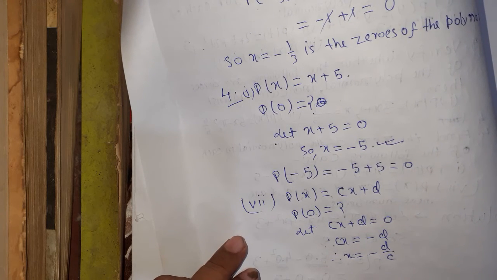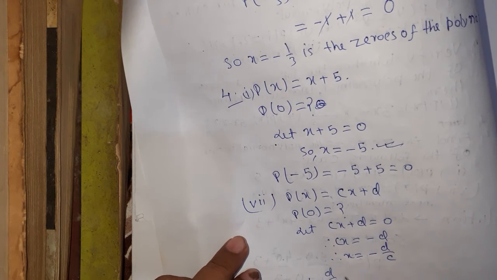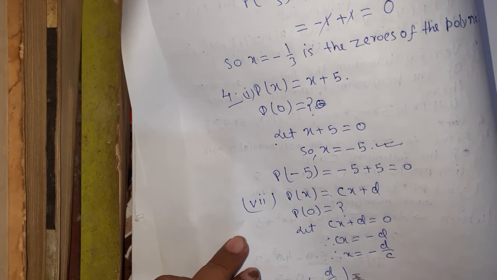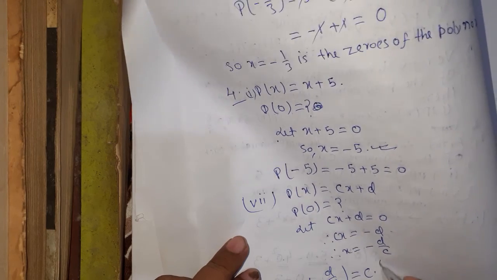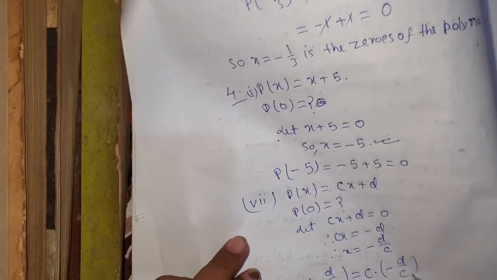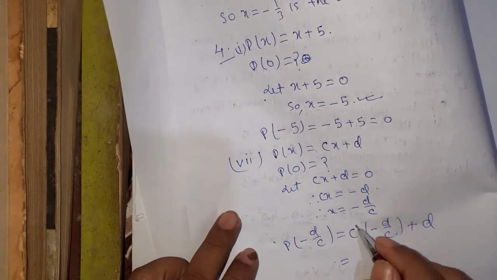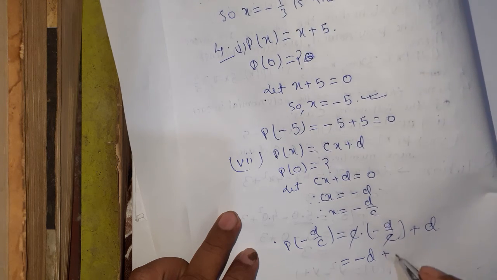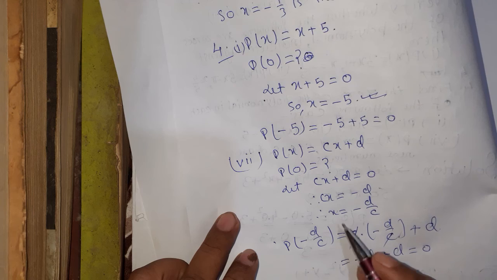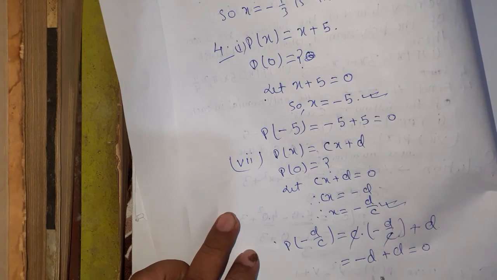Now verify it. P(minus D by C) becomes C into minus D by C plus D. So minus D plus D is equal to 0. So zeros of the polynomial is minus D by C.